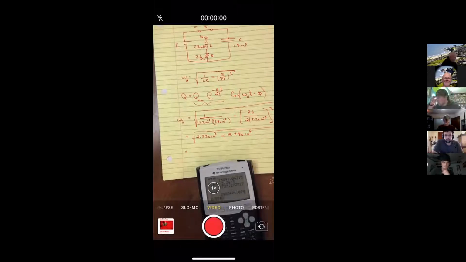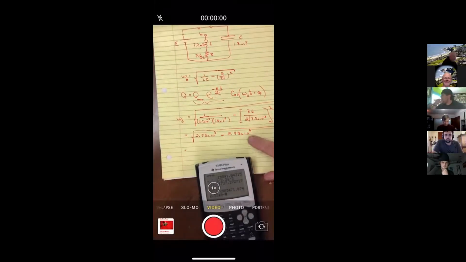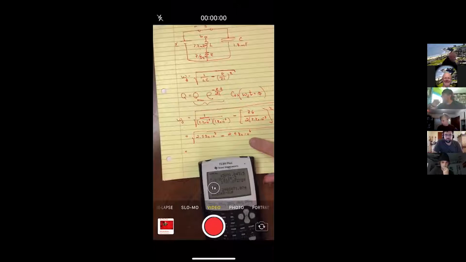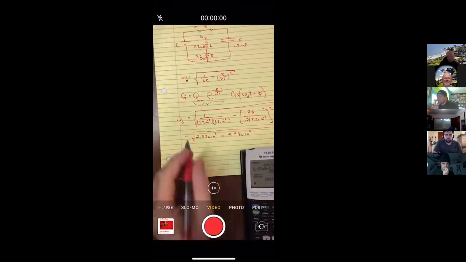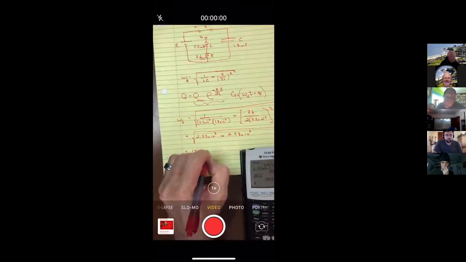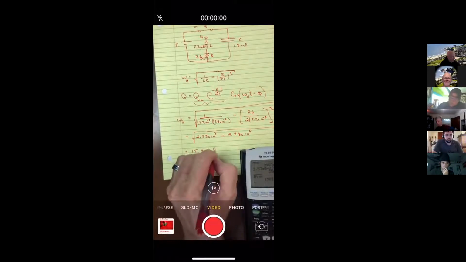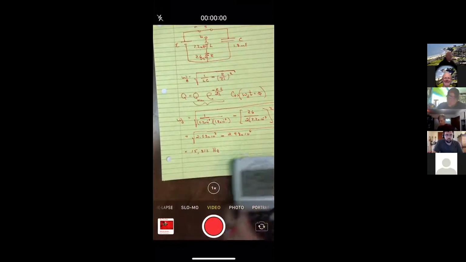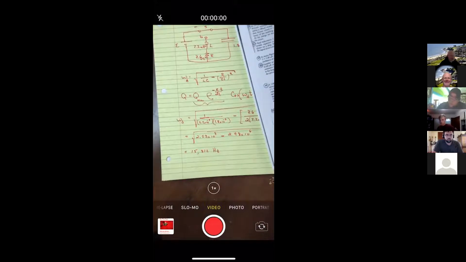2.53 times 10 to the 8 and subtract off the 2.98 times 10 to the 6th. And now let me do the square root of that answer. And we are looking at about 15,812 hertz for the frequency of this thing.